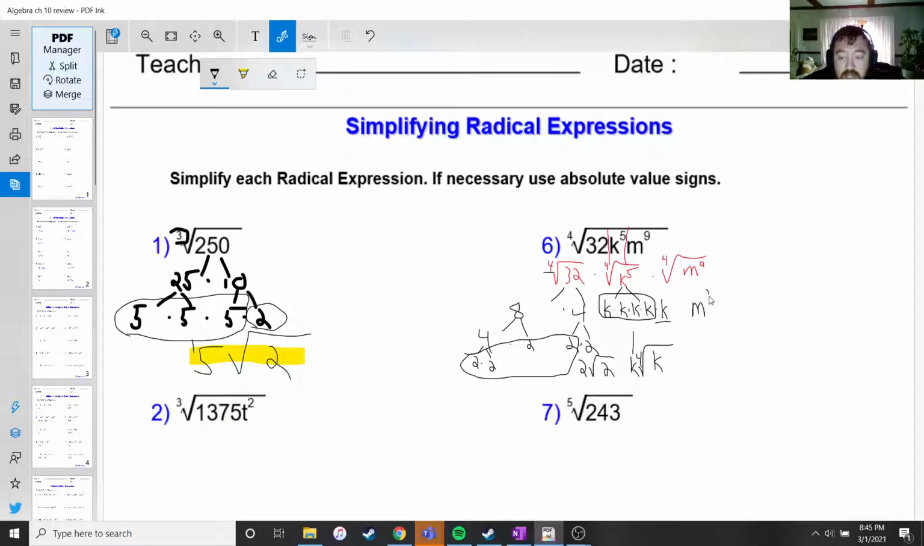m squared m. So how did we get this m squared? Well, we know we would have two groups, and we're going to take one of each of them, right? So it would be m times m times m times m times m times m times m. 2, 3, 4, 5, 6, 7. Alright, so now I'm going to take groups of 4.